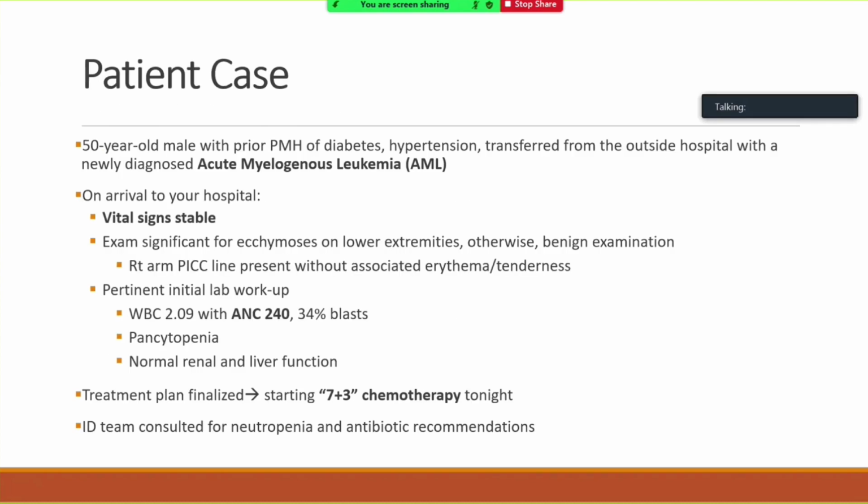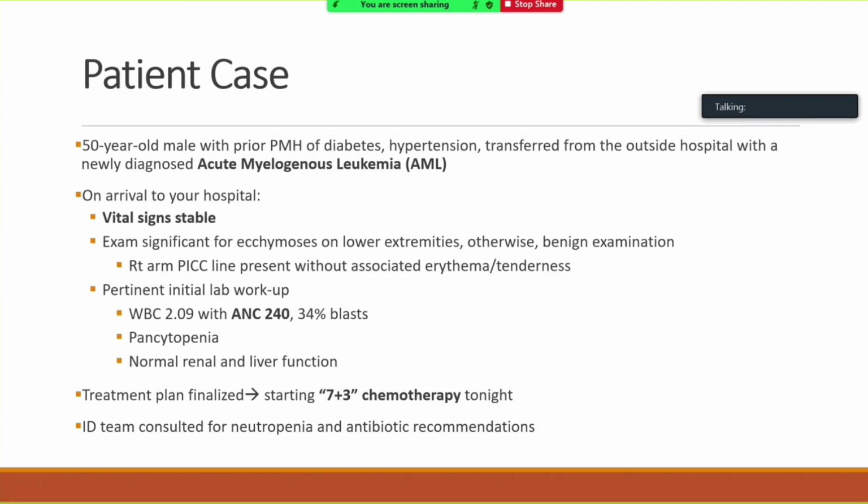So we will start with a patient case. You have a 50-year-old male with a prior history of diabetes, hypertension, who was transferred from the outside hospital with a newly diagnosed acute myelogenous leukemia. And this would be your standard consult that would pop up on 4 North. So we see plenty of these patients here at Moffitt, and I'm sure you'll see some at Tampa General Hospital on their oncology floor. But this is your typical AML induction, new patient coming in for treatment, Moffitt patient.